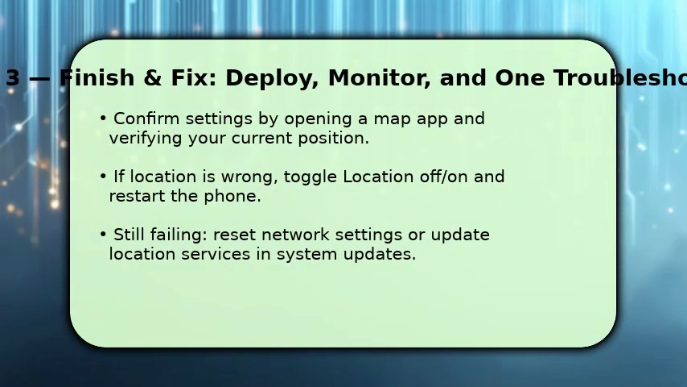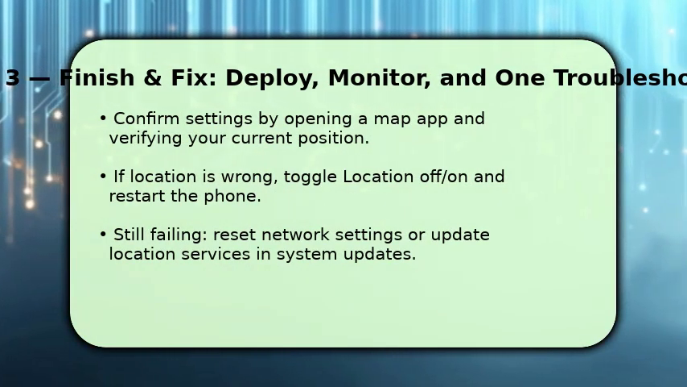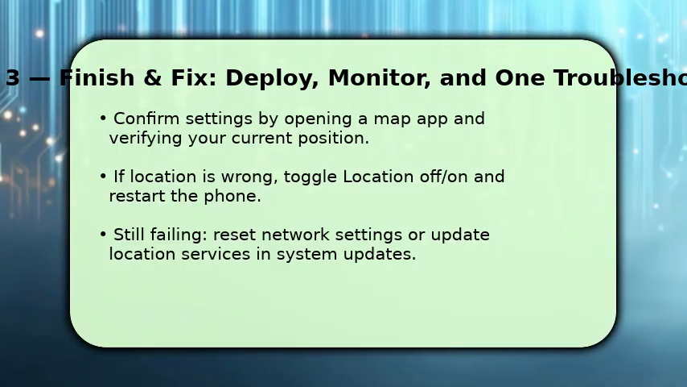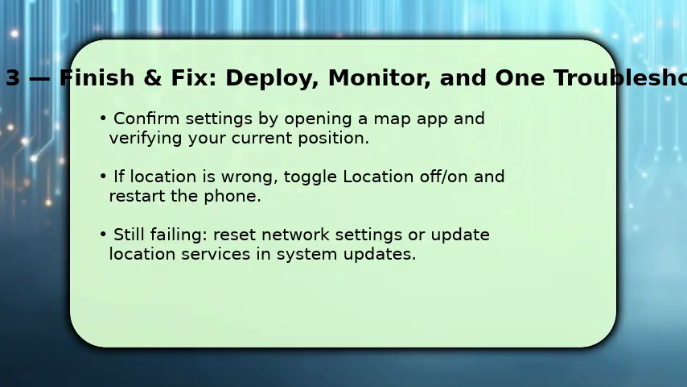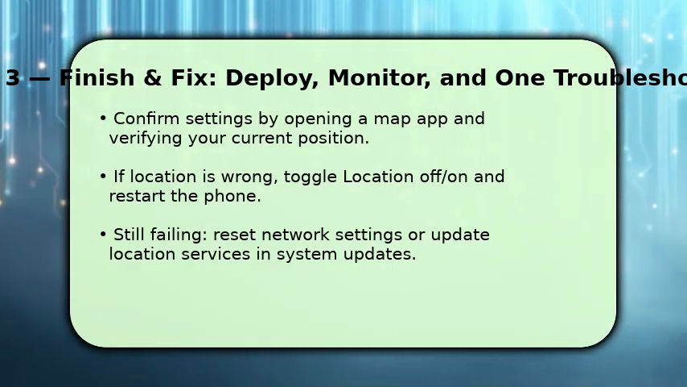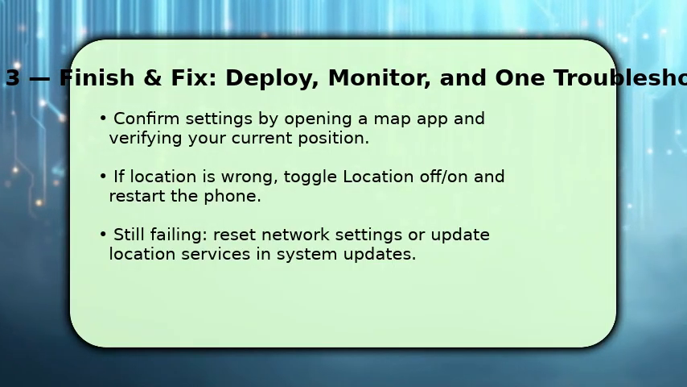Finish by testing. Open Maps or a location app and confirm your position appears correctly, so you know the changes took effect. If the pin is off, toggle location off and then restart the phone. Simple resets often clear sensor or permission glitches.